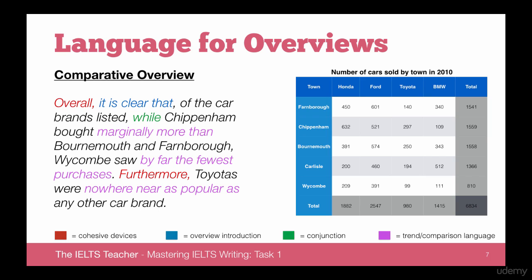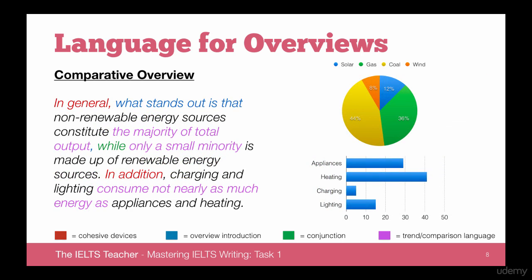So instead of trend language here, we're using comparison language. Marginally more, by far the fewest, nowhere near as popular as. So if you're looking at a comparative graph or a comparative table, you're more likely to be discussing differences and comparisons than trends. Let's look at a separate one here.